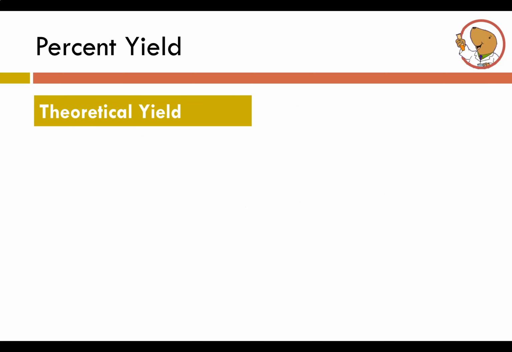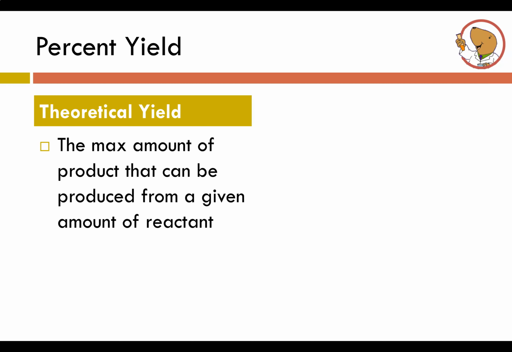So a little bit more about the theoretical yield. The theoretical yield is the maximum amount of product that can be produced from a given amount of reactant. This is a calculated value. This is what you're calculating every time you do a limiting reactant problem. How much could I make if everything went perfectly?